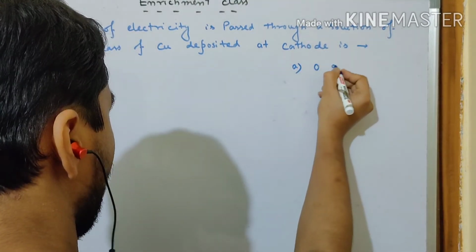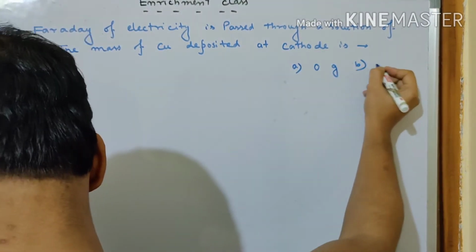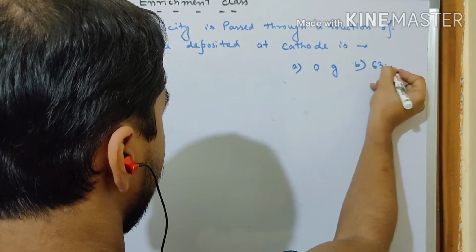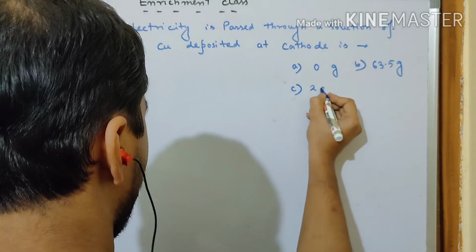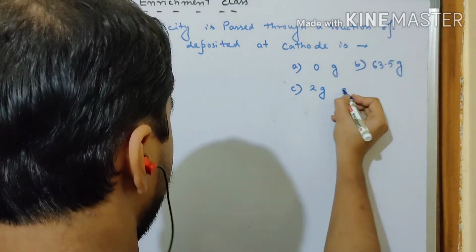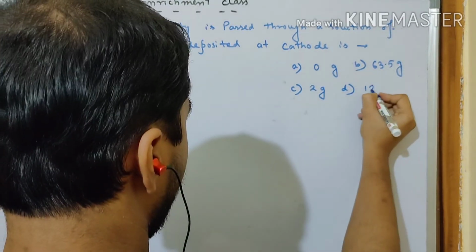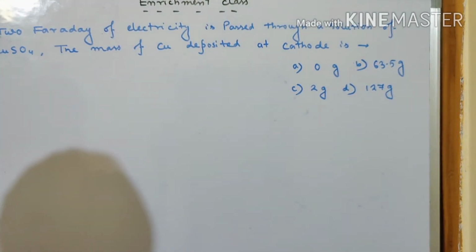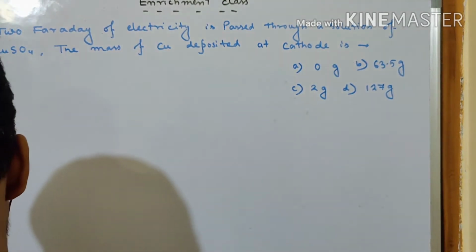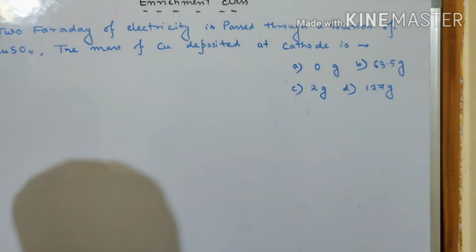First is 0 gram. Option B is 63.5 gram. Option C is 2 gram. Option D is 127 gram. Now, let us see how to solve it. I think this type of problems are faced before already.